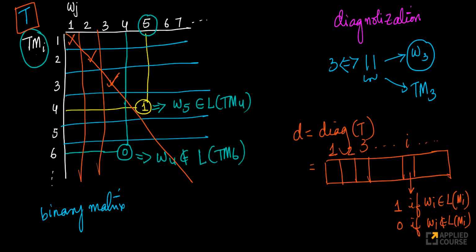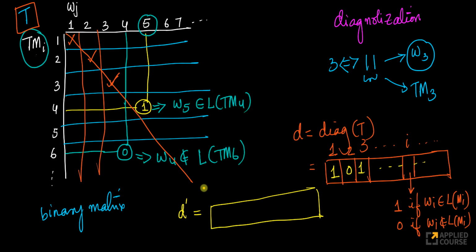Now I'll define one more vector called D dash. D dash is the complement of D. What does complement basically mean? Imagine if I have 1, 0, 1, something. D dash is basically the complement of each of these values. So 1 becomes 0, 0 becomes 1. You take each of the components of this vector and complement them, right? The third becomes 0, so on and so forth. So D dash is the complement of D, right?